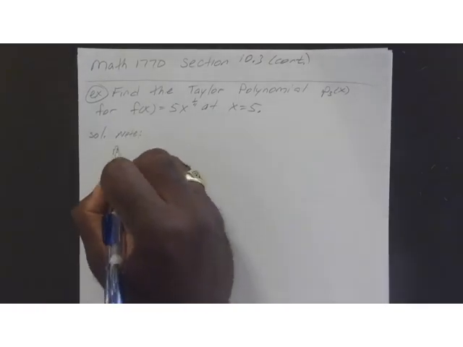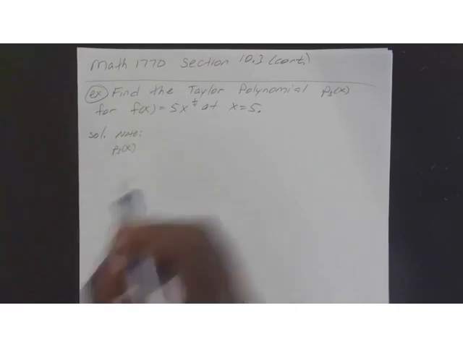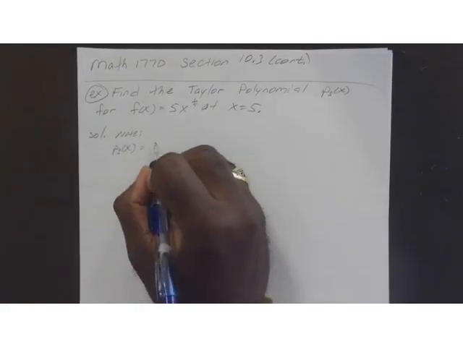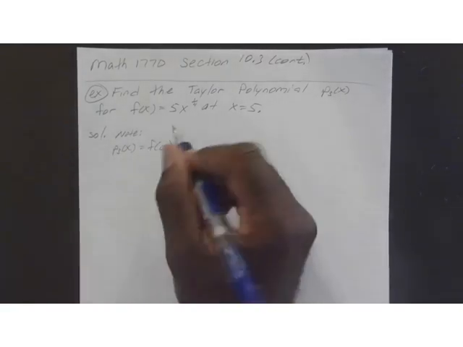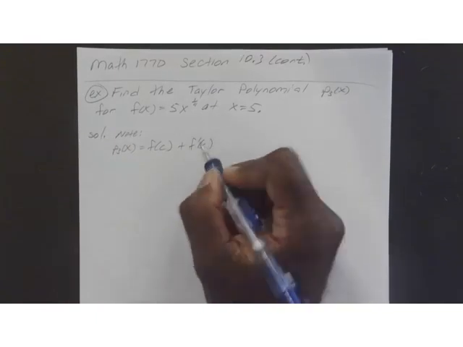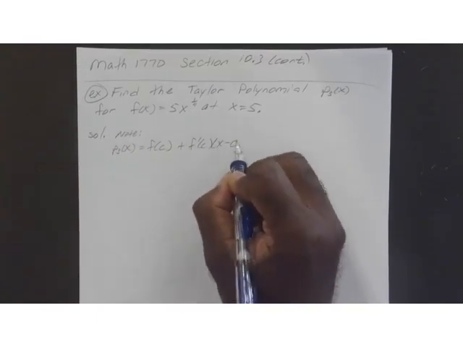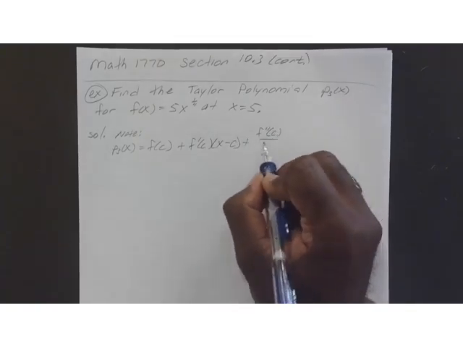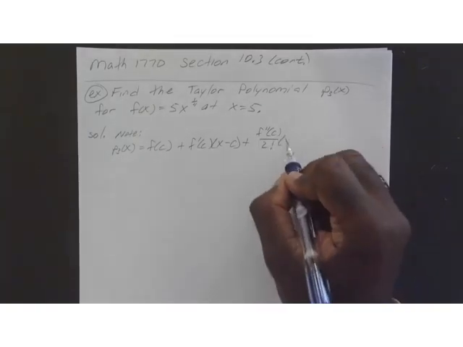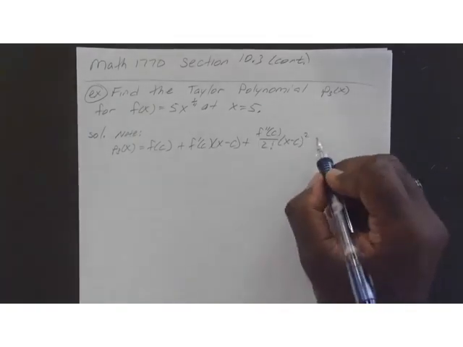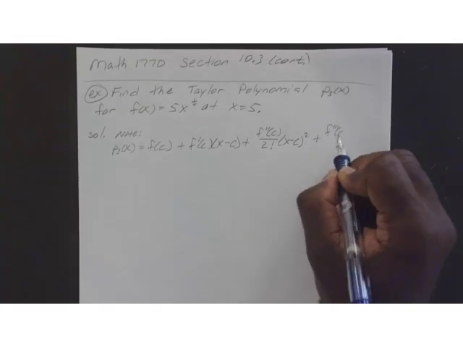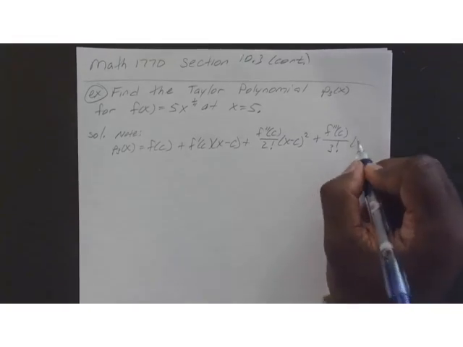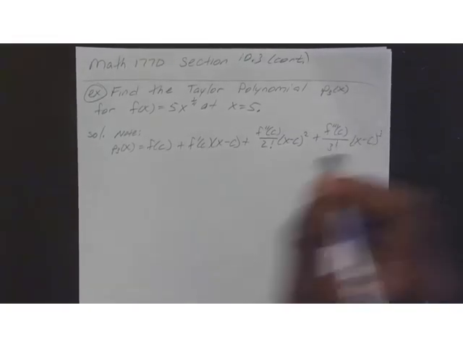Okay. Now your p sub 3 of x, that just means you're going up to the term with the third derivative. So you're going to f of c plus f prime of c times x minus c plus the second derivative at c divided by 2 factorial times x minus c squared plus the third derivative at c divided by 3 factorial times x minus c to the third power.